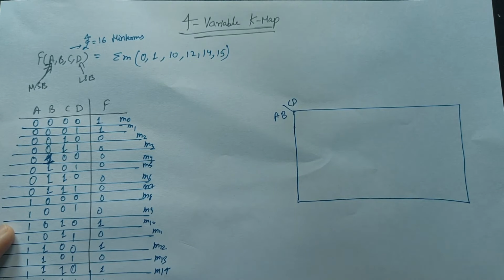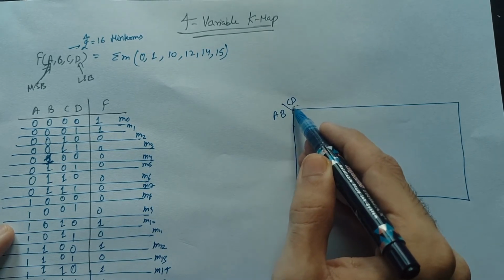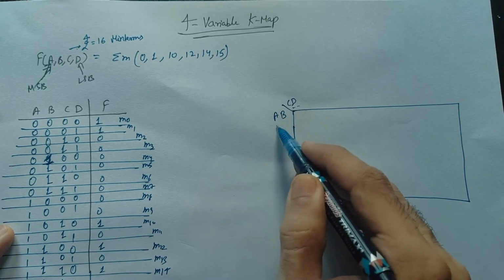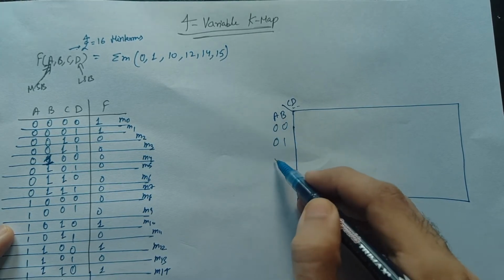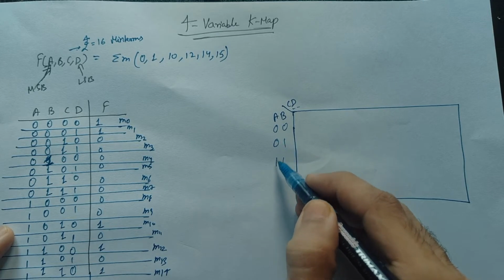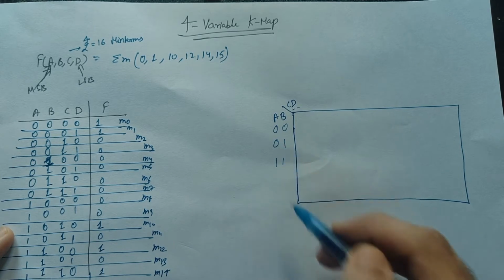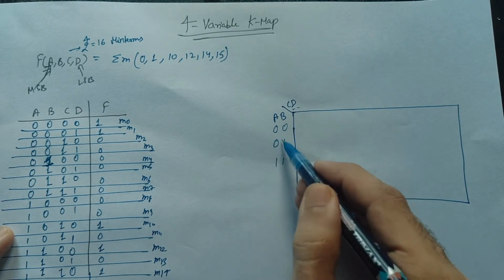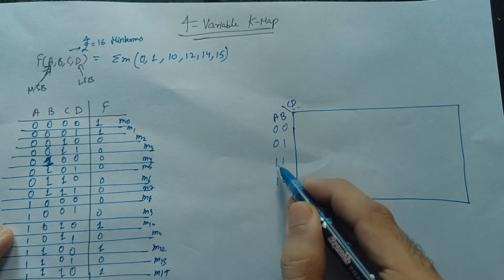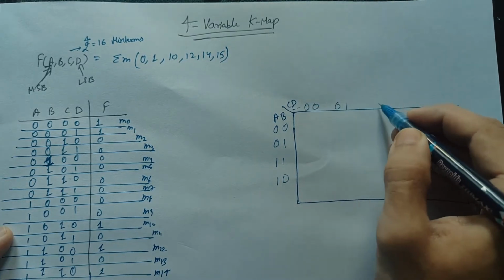So a 4 variable K-map would look something like this. Here there are 2 variables and here also there are 2 variables. So there would be 4 combinations possible for these 2 variables. That would be 0 0, 0 1, then 1 1. Why? Because for adjacent cells only one bit should change, and if we put 1 0 here, then 2 bits would be changing from this cell to this cell. Here only one bit is changing, from 0 to 1, and the last combination would be 1 0. Here also only one bit is changing. So it would be 0 0, 0 1, 1 1, 1 0.